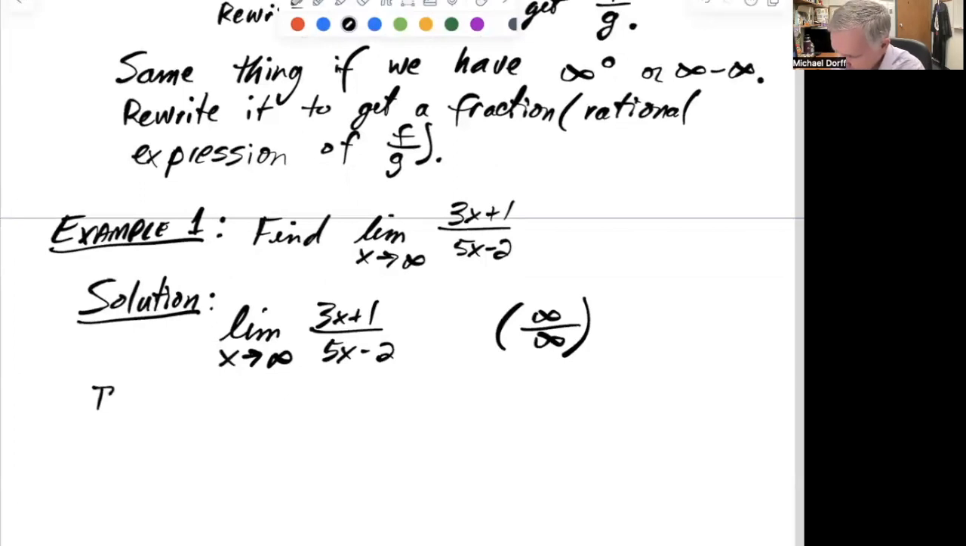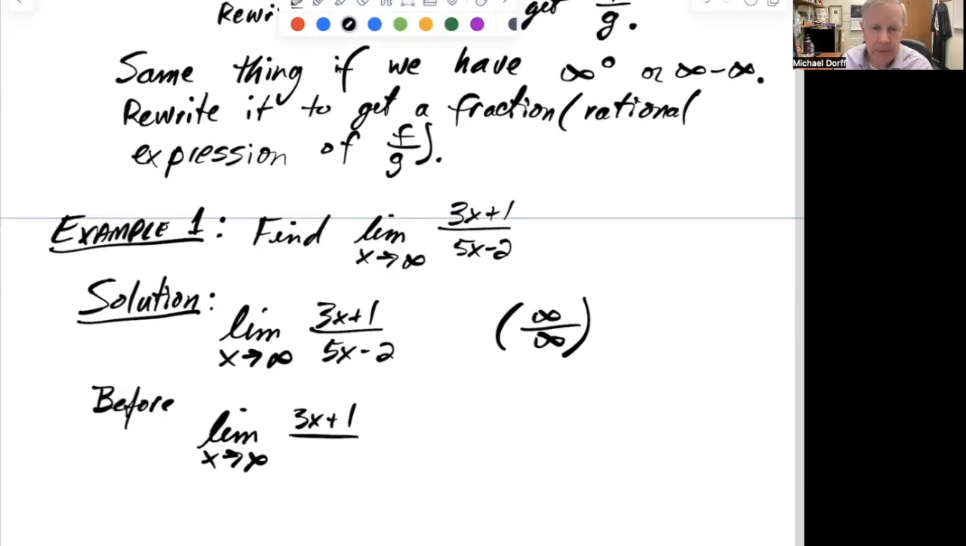So what did we do before? When we had a problem like this one, we would notice that the top and the bottom have the same degree. The degree in the numerator is 1 because we have an x to the first power, and in the denominator we have degree 1. So we would take the original rational expression and multiply the top and bottom by 1 over x. We get 1 over x because it's degree 1. If the top and bottom are both degree 2, it'd be 1 over x squared. Degree 3 on the top and the bottom would be 1 over x cubed, and so forth.